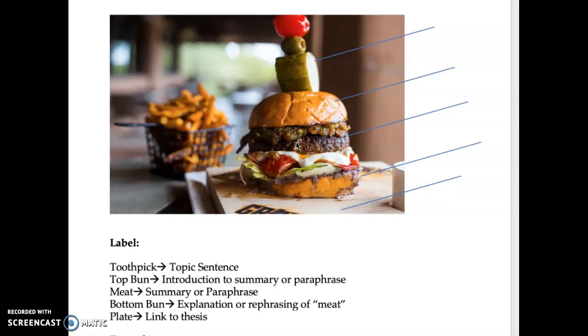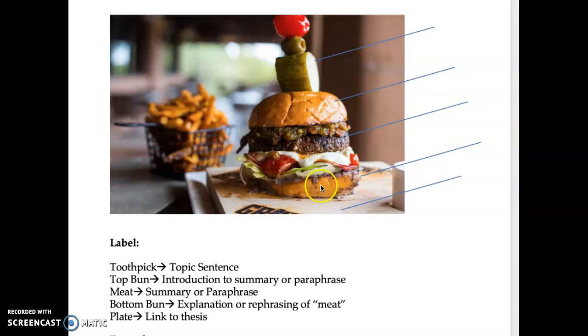Okay, so for a quotation sandwich, the meat represented the quotation. For a summary or paraphrase sandwich, the meat will represent either the summary or the paraphrase. So if we think about the different parts of the slider, this part up here, the toothpick, would be the topic sentence. Then we have the top bun, which will be the introduction to the summary or the paraphrase, including a signal phrase where we learn about the author or the publication, and we have some context for the summary or paraphrase. Then we have the meat, which is your summary or paraphrase that you're including there.